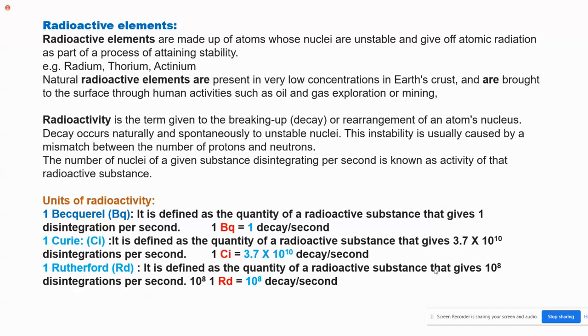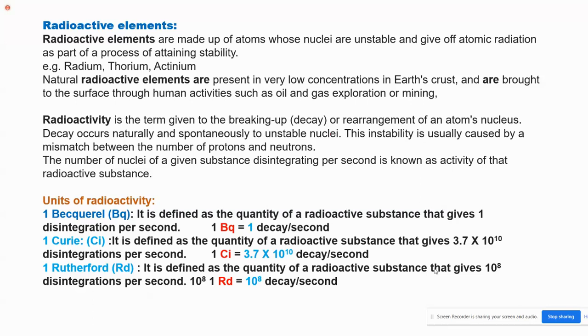And deep inside the Earth's crust, they are lying. They have to be excavated from there and used for creating nuclear energy. They are brought to the surface through human activities such as oil and gas exploration or mining. So during mining activities also they can come out and they can be used for a good cause. Okay.